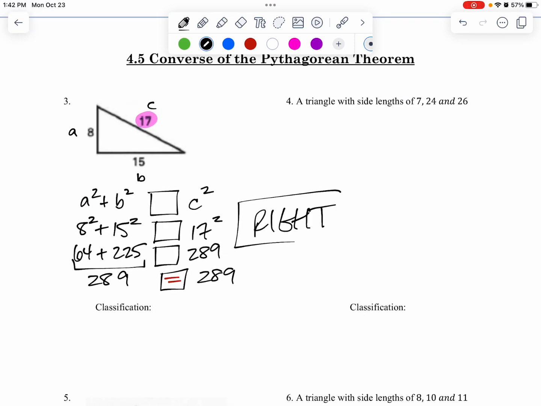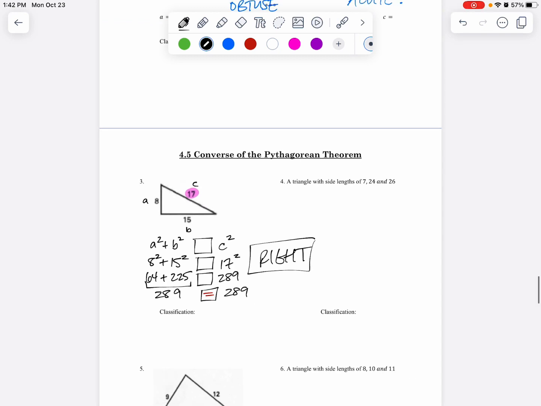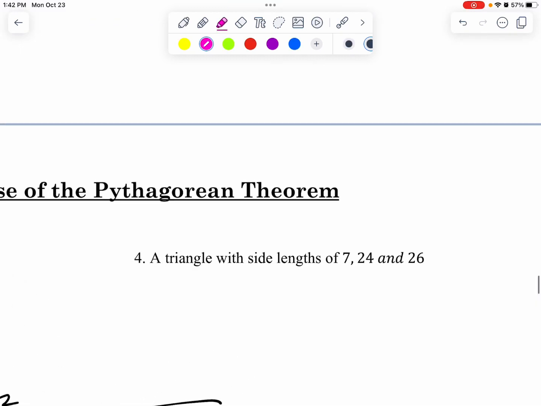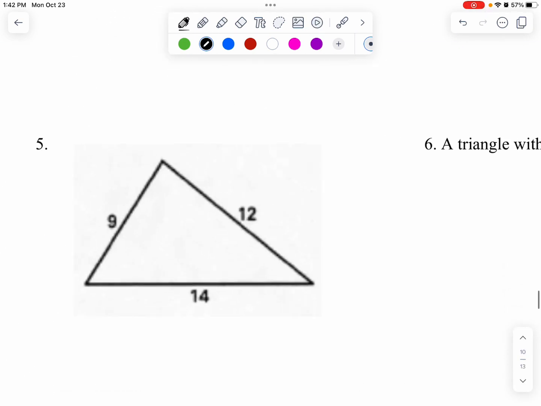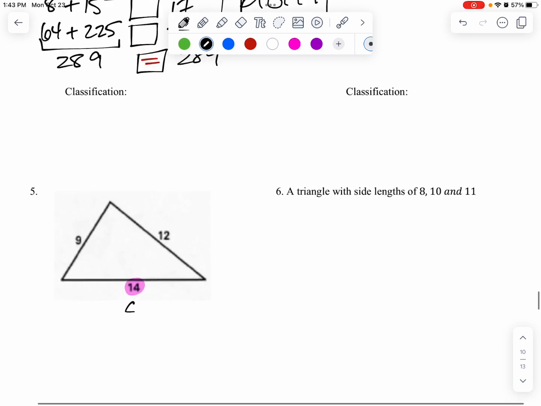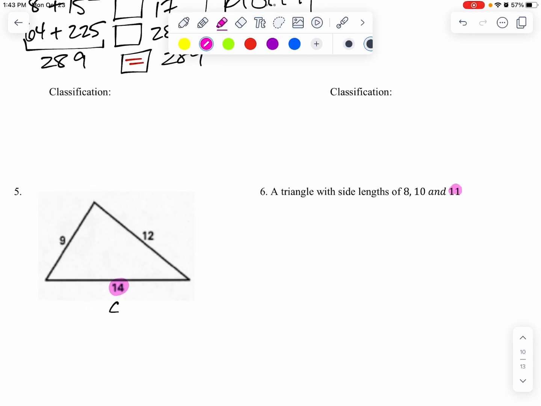So that, my friends, is what you're doing. Make sure that you know, let me go through these really quick. This one is the C. What else do we know down here? Which one is the C down here? Ooh, this one. Biggest number is the C. And last one, biggest number here is the C. And you should know what to do after that, okay?